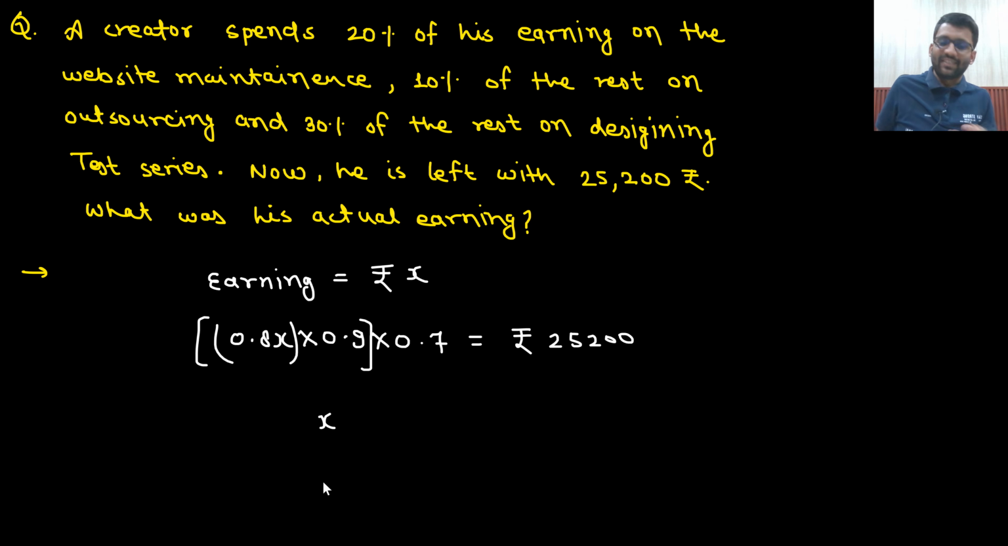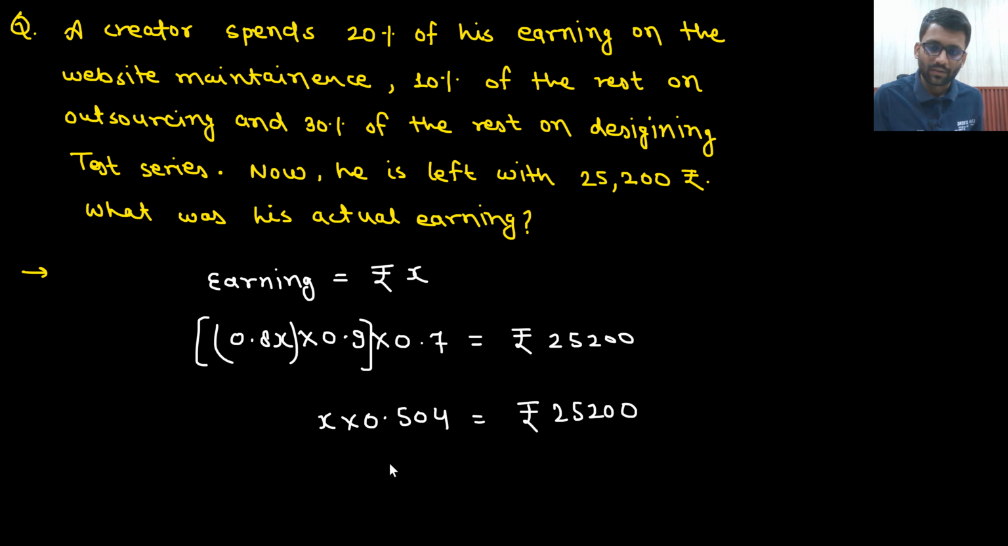Okay. So let's see the initial earning. x into 0.8 into 0.9 into 0.7. So this is becoming x into 0.504, divided by 25200. So his initial earning was 50k.